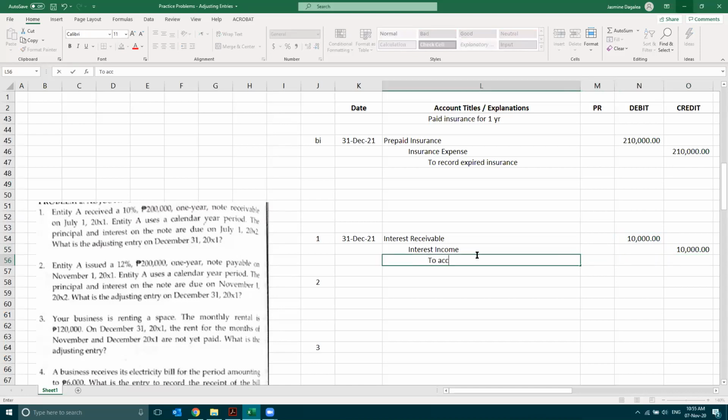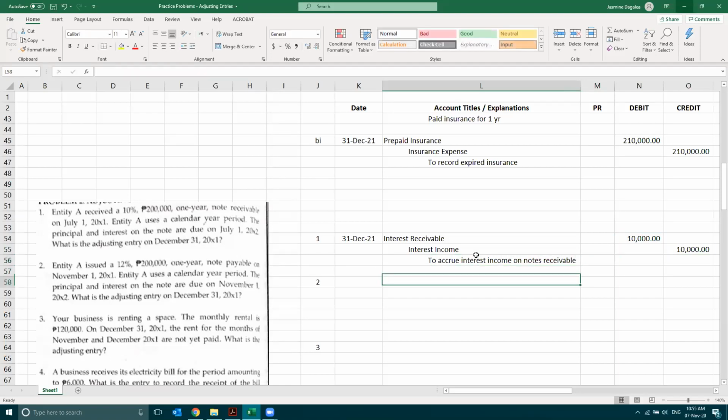To accrue interest income on notes receivable. Ganun lang. So, take note of the dates pag nagso-solve kayo, pag nagko-compute ng interest expense or ng interest income.